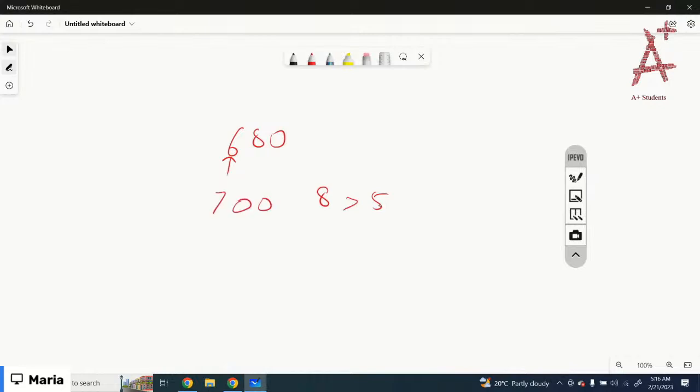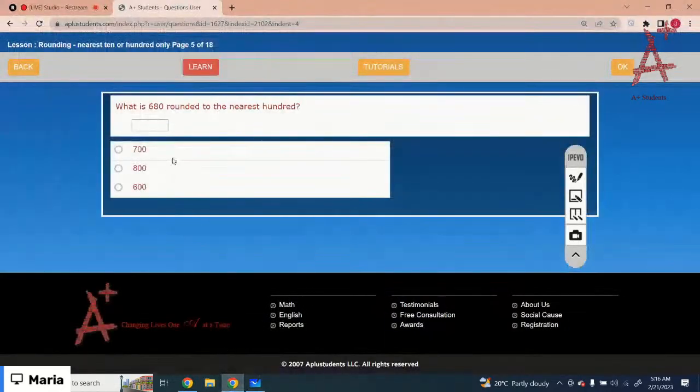It would be 7 and replace the other digits with 0. That means 680 is rounded off to 700. Got it? So the correct option is 700. No one is answering, why? Is everything okay?